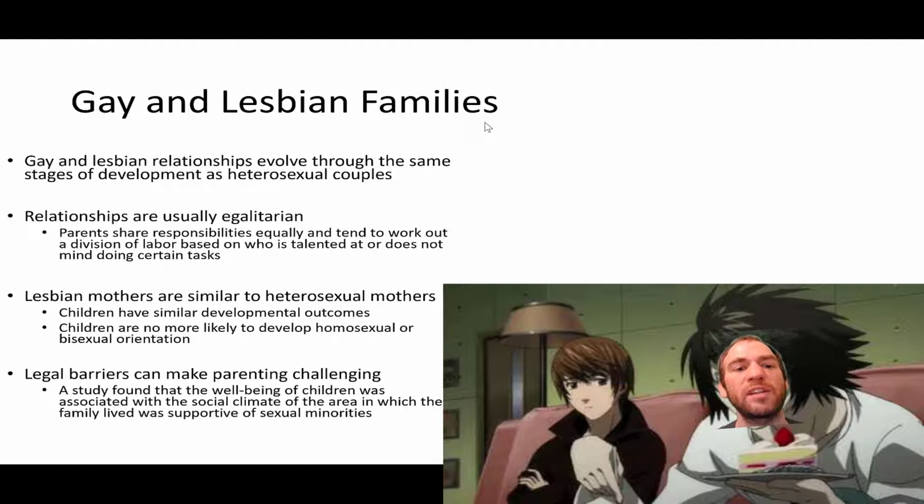Gay and lesbian relationships evolve through the same stages of development as heterosexual couples. The relationships are usually egalitarian. Parents share responsibilities equally and tend to work out a division of labor based on who is talented at and does not mind doing a certain task. Lesbian mothers are similar to heterosexual mothers. Children have similar developmental outcomes. Children are no more likely to develop homosexual or bisexual orientation.